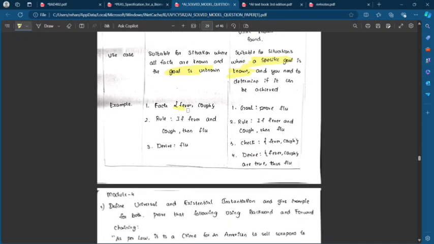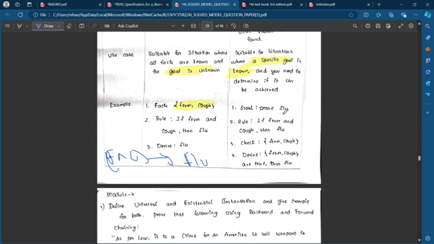Example: suppose you take the example of fever and cough. The rule is if fever is there and cough is there, then flu is there. If fever and cough, how can you write this? F and C implies flu. Like that it is. But here, what is the rule to prove? If fever and cough, then flu. Check fever and cough. Derive that fever and cough are true, then true.